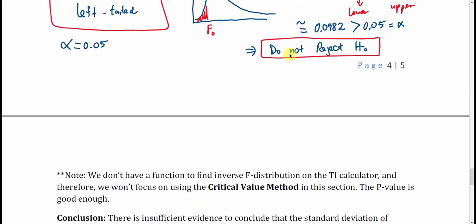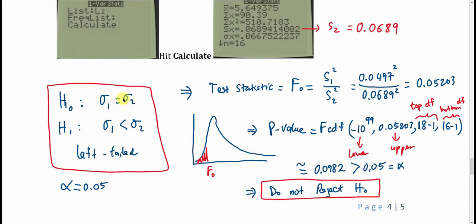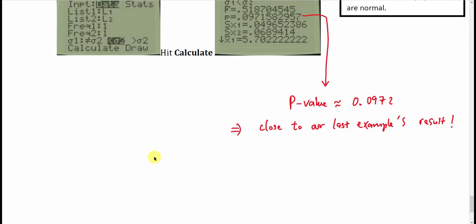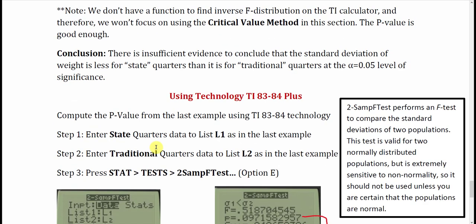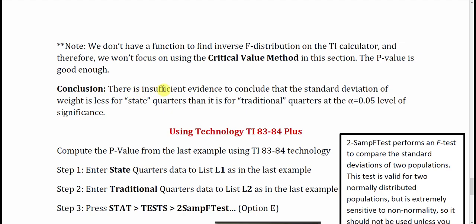Now, because we do not reject H0, that means we do not reject this guy. That means we cannot say that the standard deviation for state quarters is less than for traditional quarters. So we cannot support the alternative claim. Or there is insufficient evidence to conclude that the standard deviation of the weight is less for state quarters than it is for traditional quarters at the 0.05 significance level.